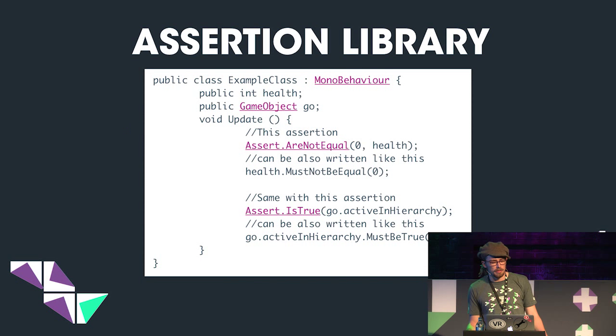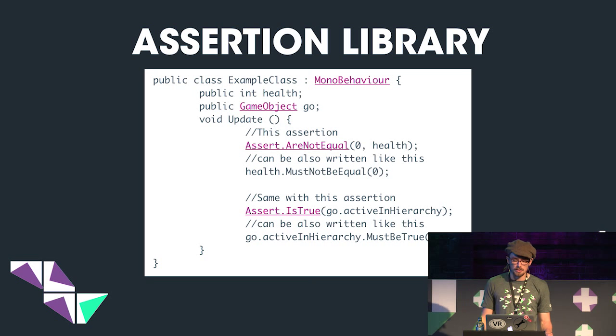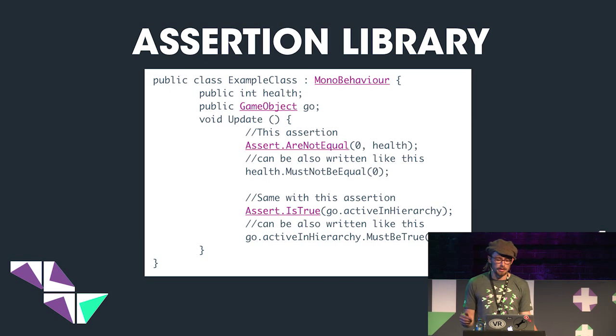And it looks like that. The first example, the top line, is simply checking if the health, it's saying that the health should never be equal to zero. The next line is doing exactly the same, but with different syntax. It's the Must syntax, which personally I prefer over the original one, because it's much more readable, in my opinion. It will just read that health must not be equal to zero. And for people who don't necessarily deal with code, I think it's a much better option.